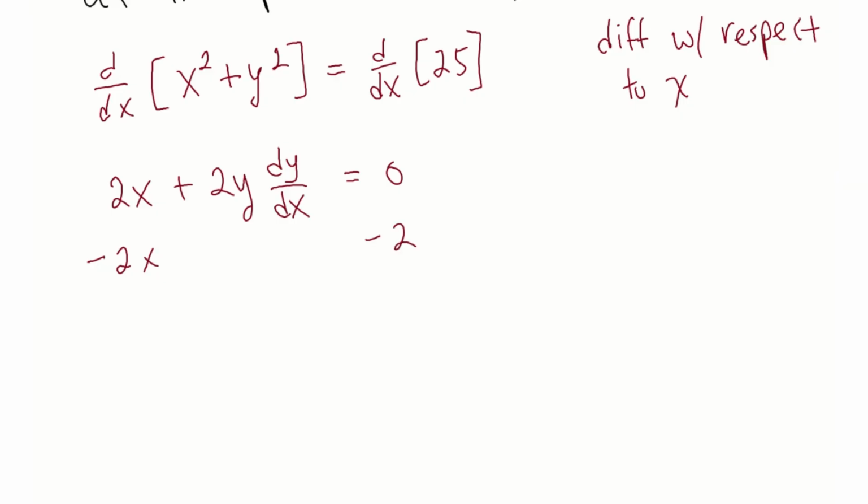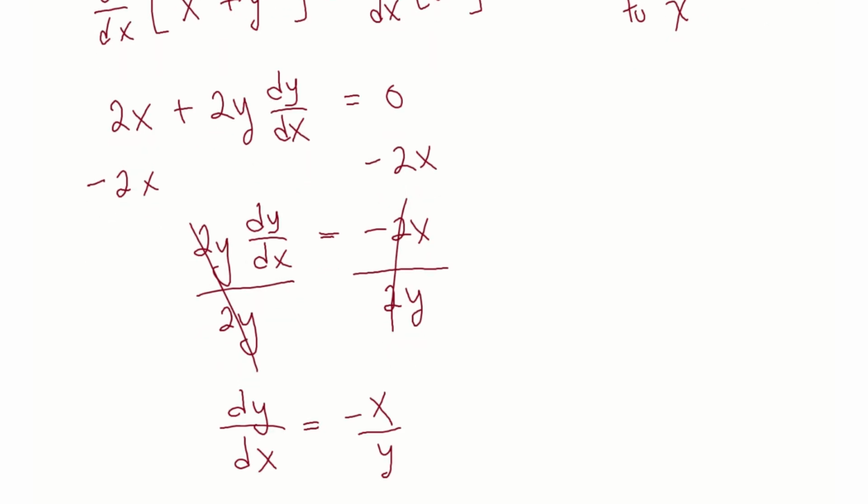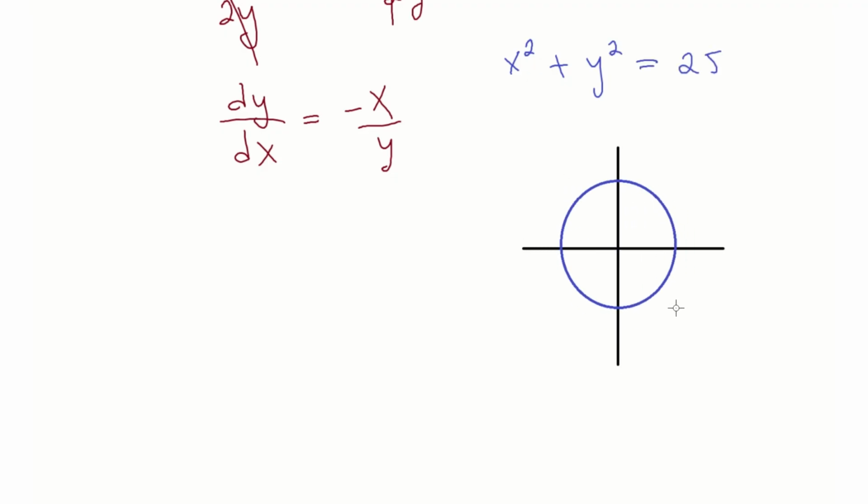Subtract the 2x, divide by 2y, reduce, and we have our first derivative: negative x over y. You may recall this is an equation for a circle with radius 5. At point -3, 4, we know that the slope is positive.